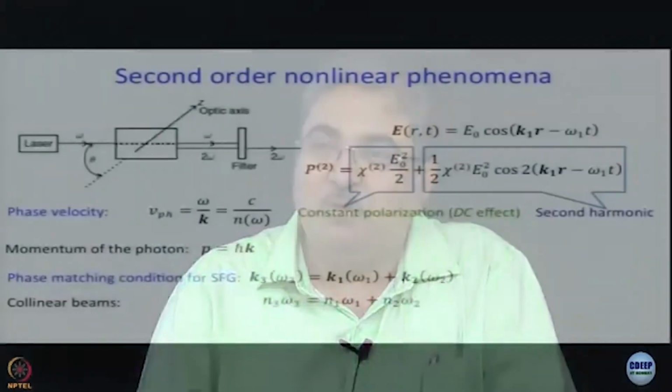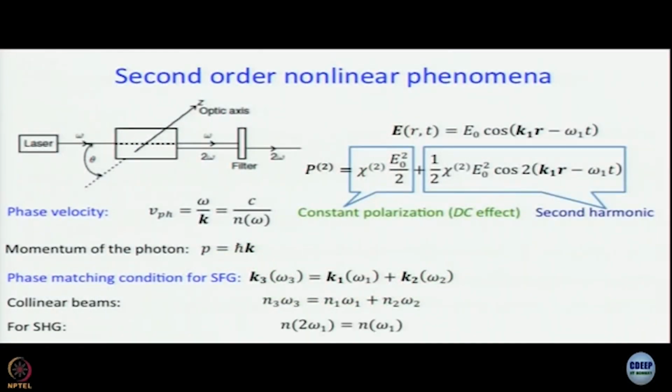What is the left hand side? What is omega3 in second harmonic generation? 2 omega1, right. So, left hand side is 2 n3 omega1, right hand side is 2 n1 omega1. So, 2 and 2 cancel, and you are left with this condition: the refractive index for 2 omega1, the sum frequency, is equal to the refractive index of the incident frequency. Okay.